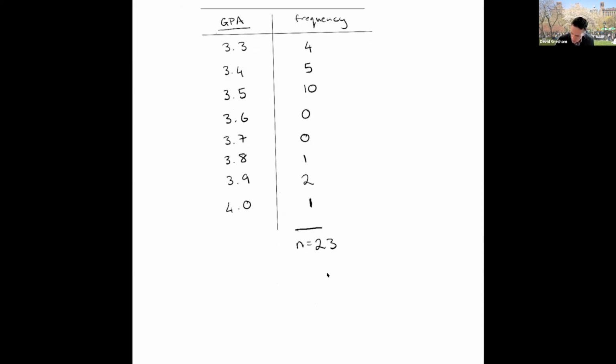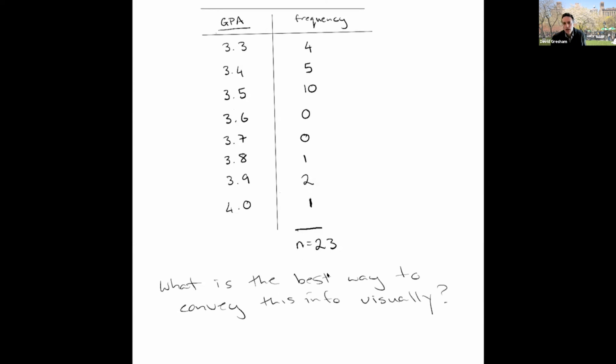And so if these are our data, the question that I want to ask is, what is the best way to convey this information visually? Who has a suggestion? Couldn't you do a frequency plot or a histogram? Right. So that would be, I think, a really good way of being able to present these data.